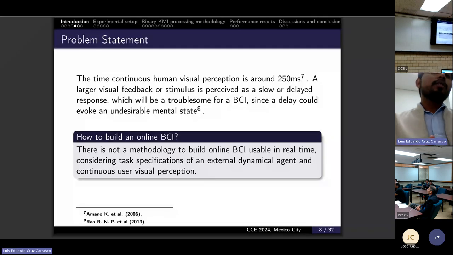So if we consider that continuous visual perception performance is around 250 milliseconds, and that a delayed visual stimulus or delayed feedback for the user of the BCI could evoke an undesirable mental state, we can establish that the problem is that there is no methodology to build an online brain-computer interface usable in real time that considers the specification of a task for an external agent or that considers the continuous user visual perception.